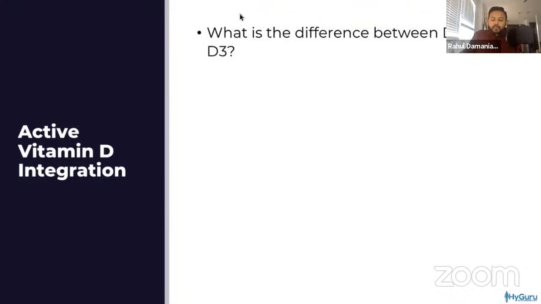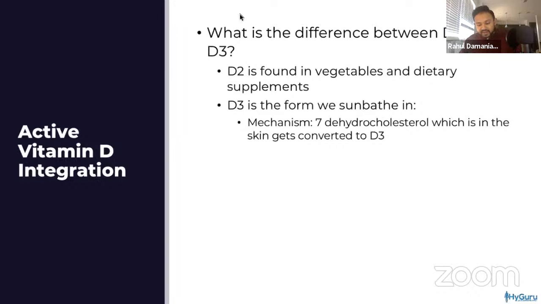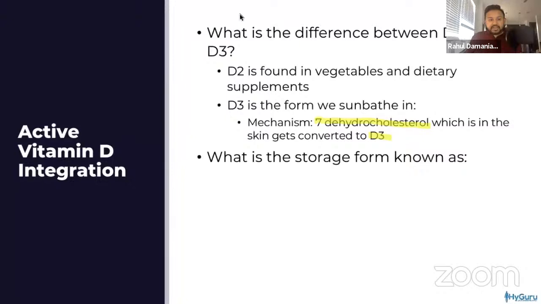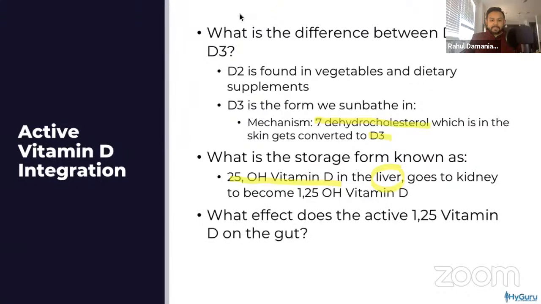When we think about vitamin D, let's go into it a little bit more. So do you know the difference between D2 and D3? Well, vitamin D2 is primarily found in the diet, whereas vitamin D3 is the form that we get from the UVB light of the sun. The mechanism is that we have 7-dehydrocholesterol in our skin, and that is converted to D3 thanks to the UVB light. The storage form of vitamin D is known as 25 vitamin D, and that particularly is going to be stored in the liver. Now then, in the kidney, thanks to PTH, you are going to get 1,25 vitamin D. So what effect does the active 1,25 vitamin D have on the gut? And that is going to be increasing calcium and phosphate reabsorption.